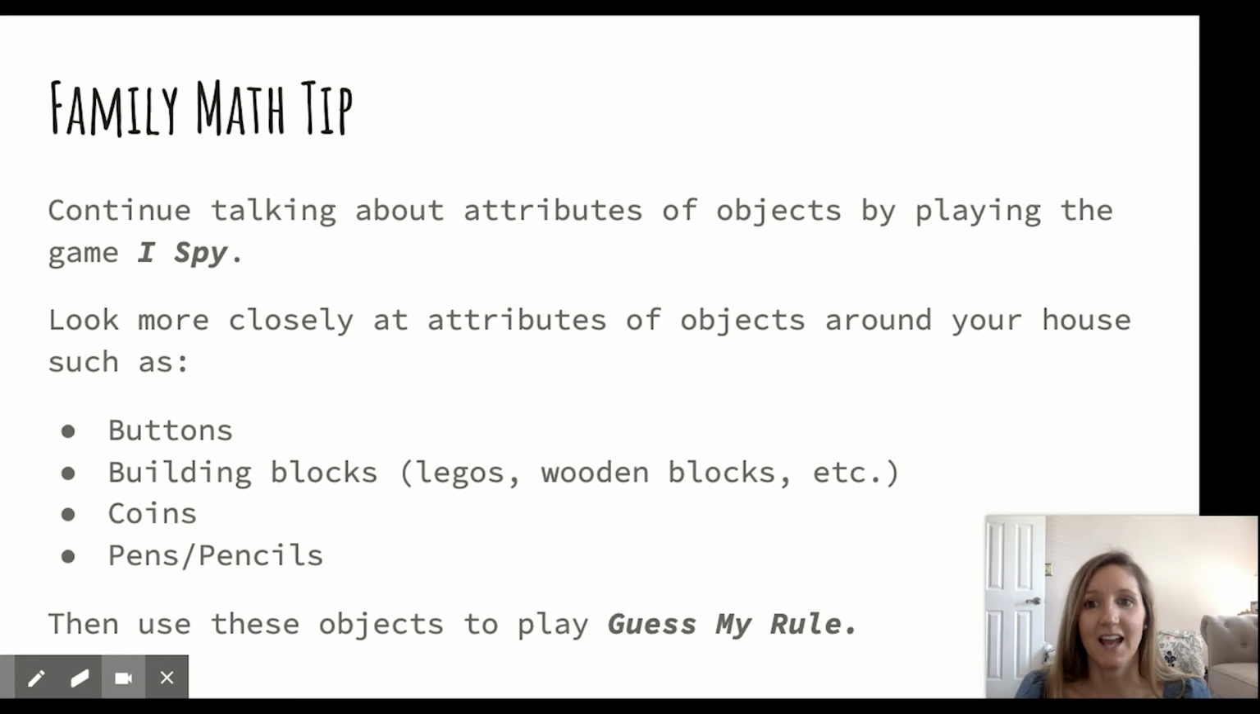Look more closely at attributes of objects around your house, such as buttons. Maybe you can even play button matchup. Or building blocks. Perhaps you have some Legos or wooden blocks at home. You can dig out coins. You can even take out pens and pencils to find ways that the objects are alike. Then use them to play the game that we played together. Play Guess My Rule at home.